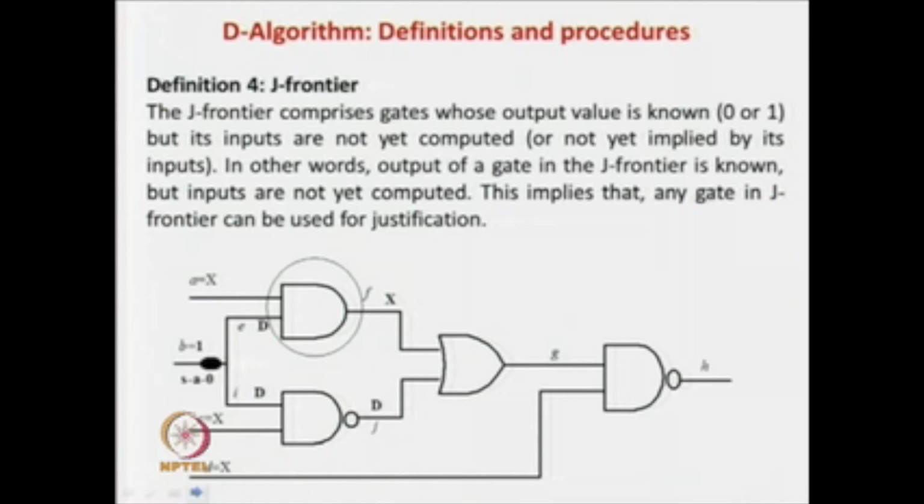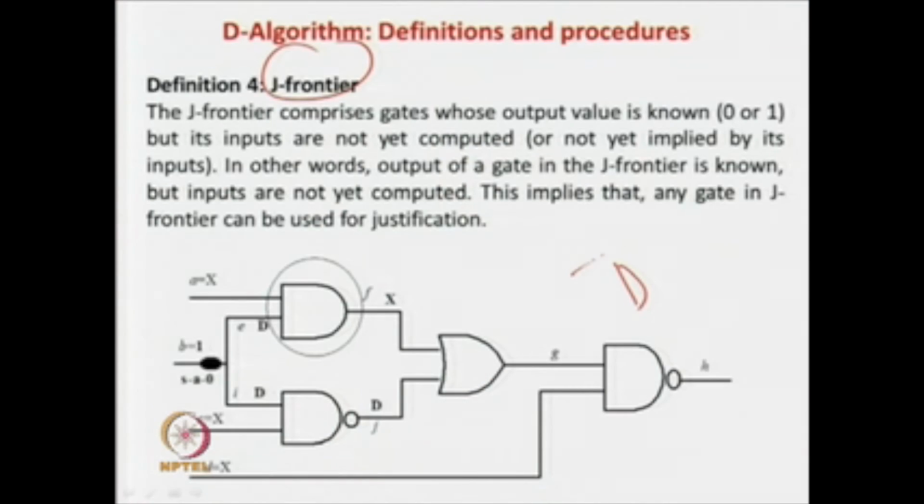Okay. Now let us look at the next definition, definition 4, which is about the J frontier. There are two frontiers mainly used in the D algorithm: one is called the D frontier and one is the J frontier. You can remember it this way. D frontier means you are propagating the value of the effect, that is the D effect, from input to output.